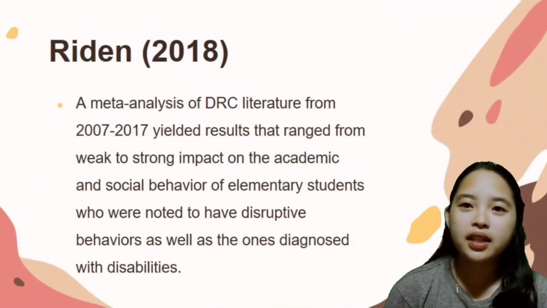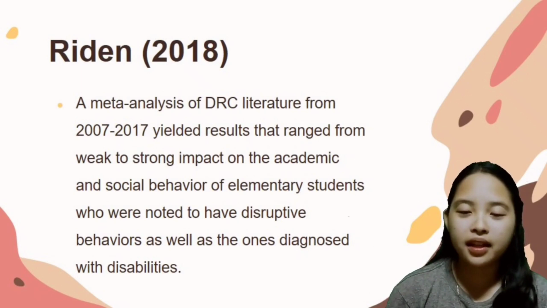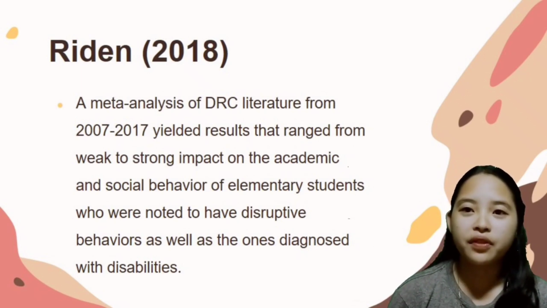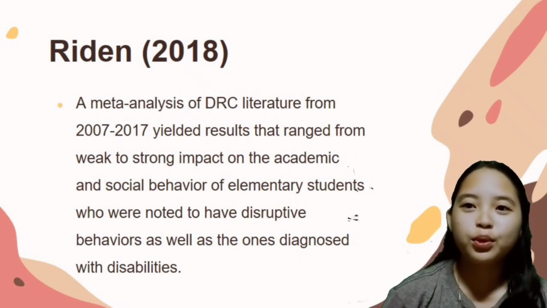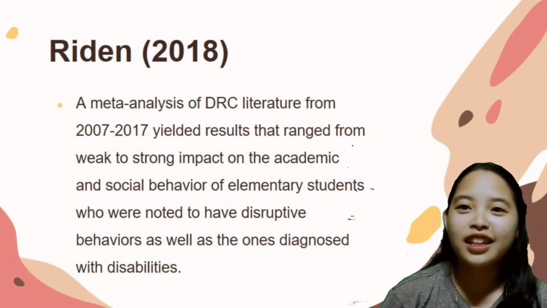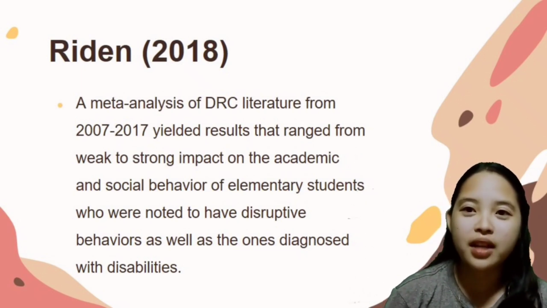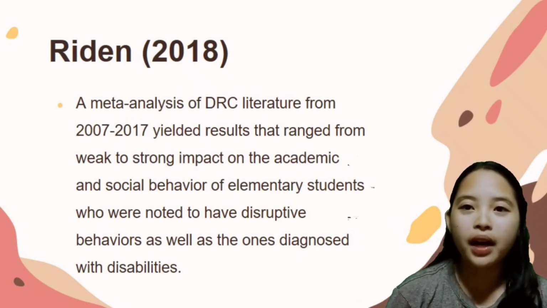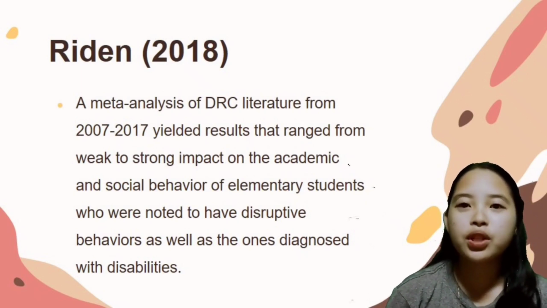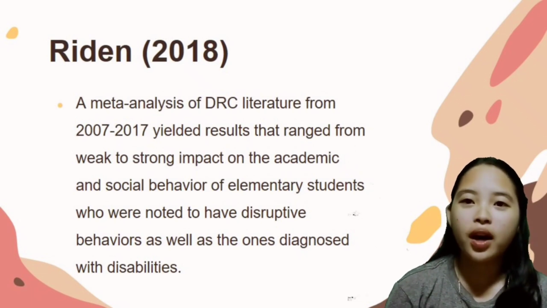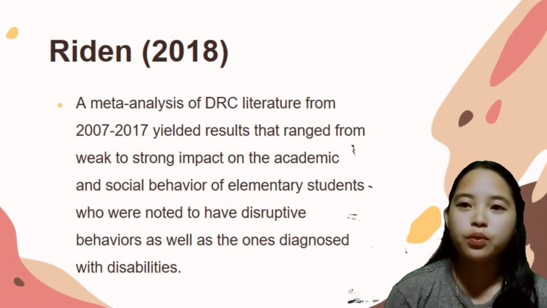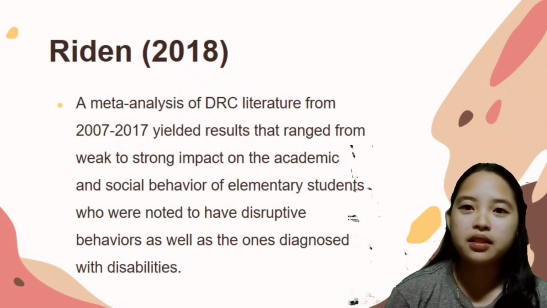Reden 2018 stated that a meta-analysis of DRC literature from 2007 to 2017 yielded results that range from weak to strong impact on the academic and social behavior of elementary students who were noted to have disruptive behaviors as well as the ones diagnosed with disabilities.